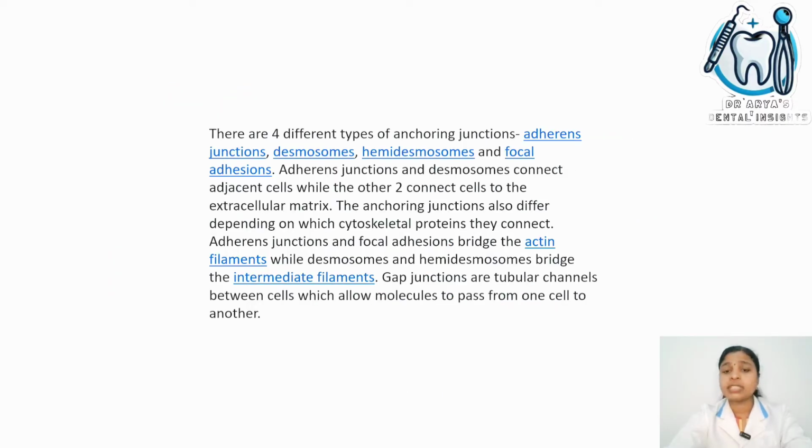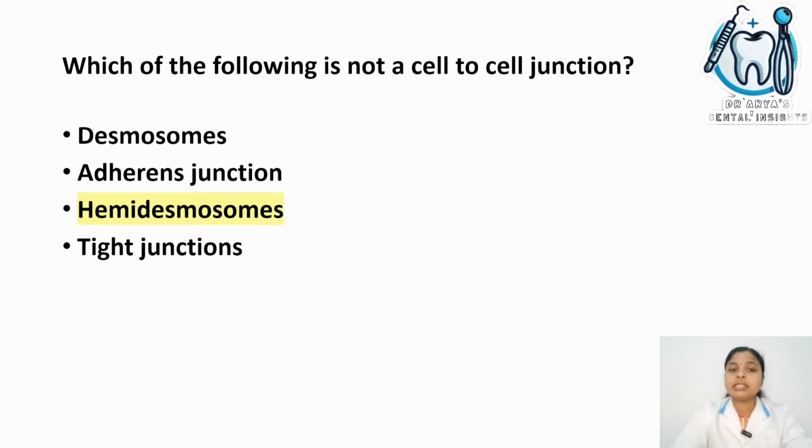So there are various types of anchoring junctions: adherence junction, desmosomes, hemidesmosomes, and focal adhesions. Adherens junctions and desmosomes connect adjacent cells, while the other two connect cells to the extracellular matrix. So the answer for not a cell-to-cell junction is hemidesmosome. This word is important: here it is "not" a cell-to-cell junction. It is a cell matrix junction, which is the hemidesmosome.